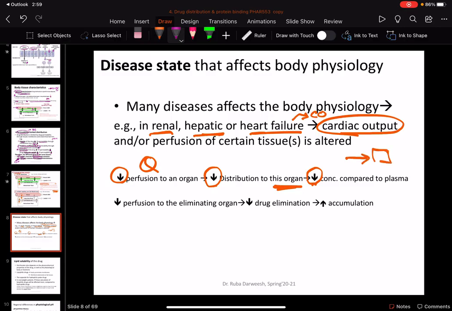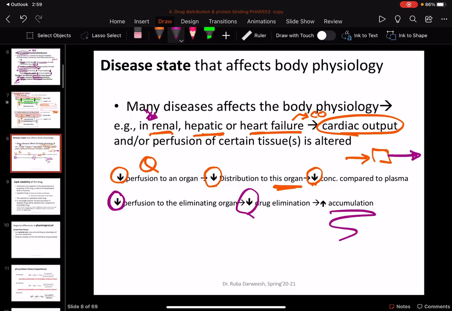If the tissue is an eliminating organ, then less perfusion to the eliminating organ means we will have less drug elimination, because we have less perfusion to it, and then more accumulation of the drug or the entity that we are talking about in the body. So it's just one disorder or many disorders that would affect the distribution by just changing one thing that is related to the perfusion.